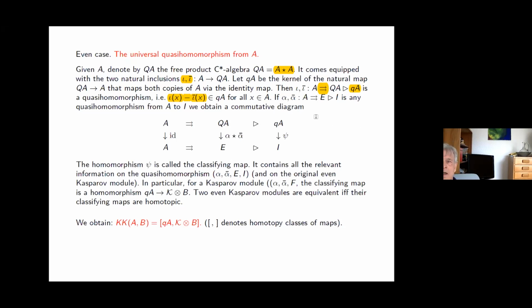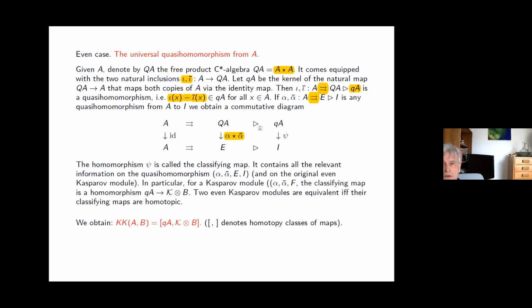And I claim that this is a universal quasi-homomorphism. It has a universality property. So namely, take any quasi-homomorphism, alpha, alpha bar, from A into some ideal I, and then you get a commutative diagram. Namely, here you have the little QA as an ideal in capital QA. You have the two arrows, iota, iota bar. And here you take, as I said, QA has a universal property for pairs of homomorphisms. So the pair of homomorphisms alpha, alpha bar gives you a map from QA to the bigger algebra in the given quasi-homomorphism alpha, alpha bar. And of course, if you compose this map here, iota, iota bar, with alpha, alpha bar, you get here alpha, alpha bar, and the difference goes to the ideal. So this here is a map from the quasi-homomorphism.